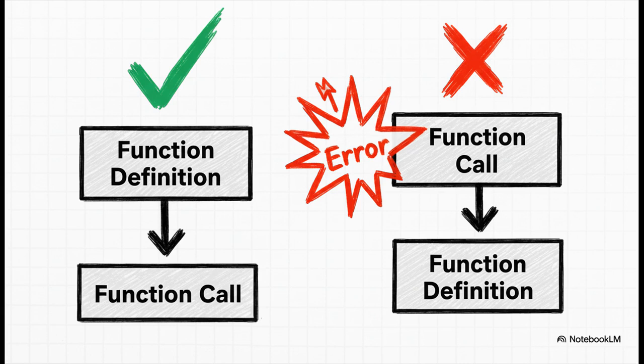Listen closely, beta. This is a very important point for your exam. Python reads your code from top to bottom. That means you must define your function first before you try to use it or call it. If you call it before you define it, Python's going to get all confused and say, hey, I don't know what this hello_python is, and it'll give you a NameError.